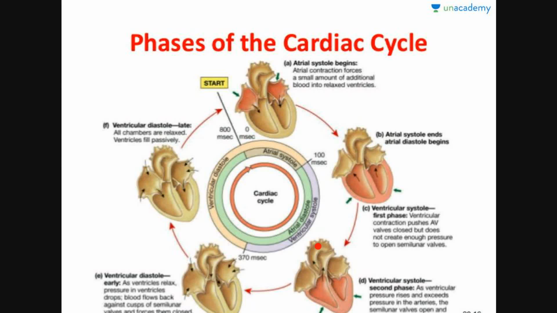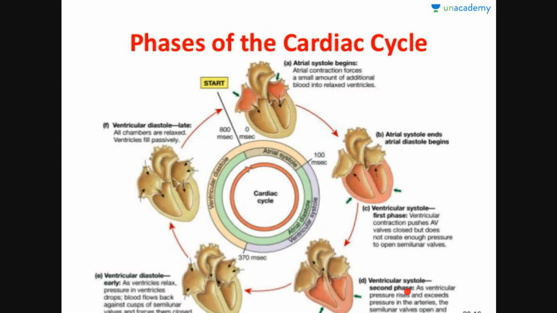Now there are two phases within the ventricular systole. The first phase, which is known as isometric contraction period, while the second phase in which rapid ejection and the slow ejection occurs out from the ventricles into the main trunks of arteries. Now after the ventricular systole we have ventricular diastole.